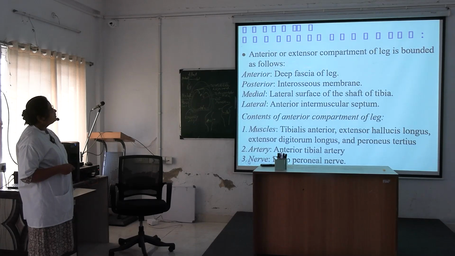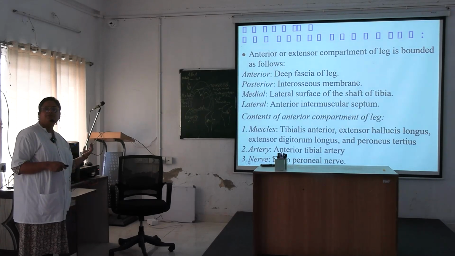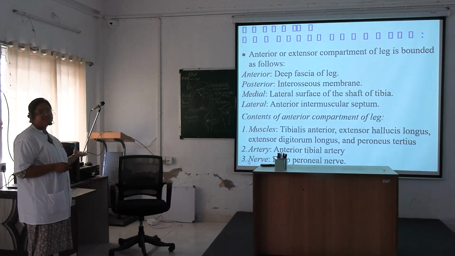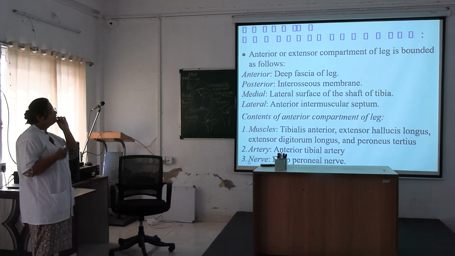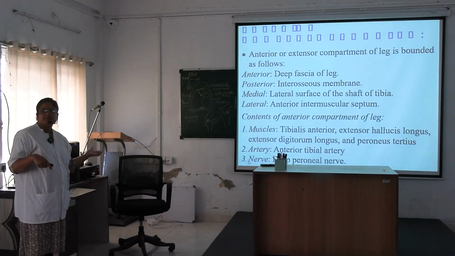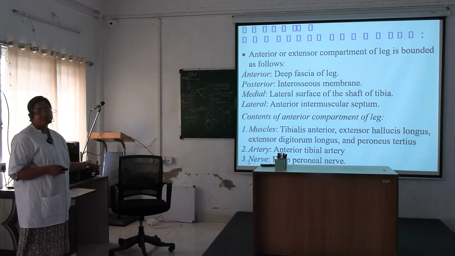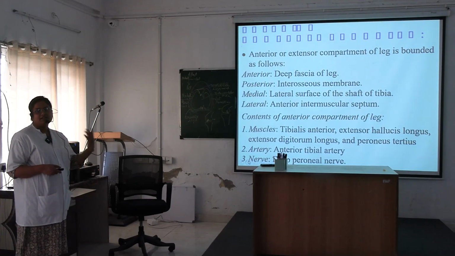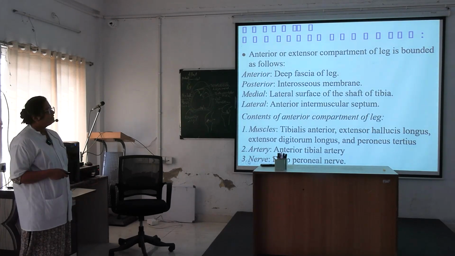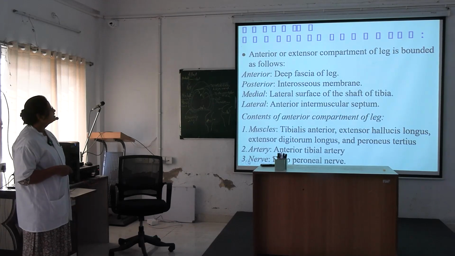So we have discussed the deep fascia and the structures lying deep to the retinaculum. Next we go to the anterior compartment. We will see the boundary and the muscles there. Nerves and vessels also we will discuss.